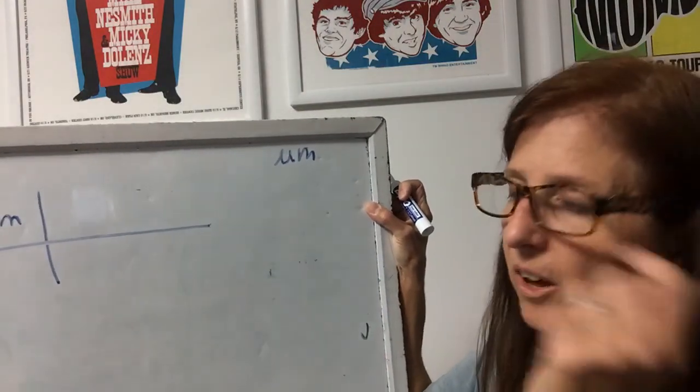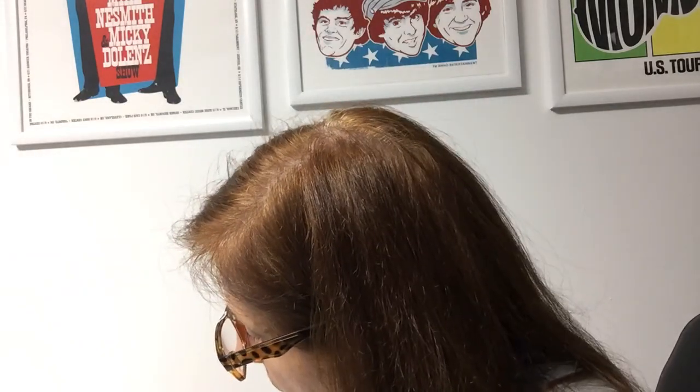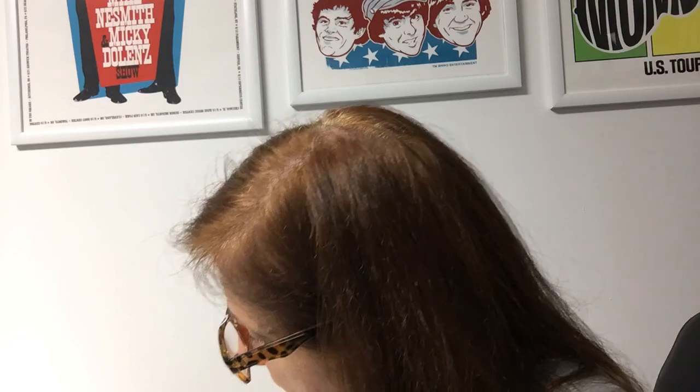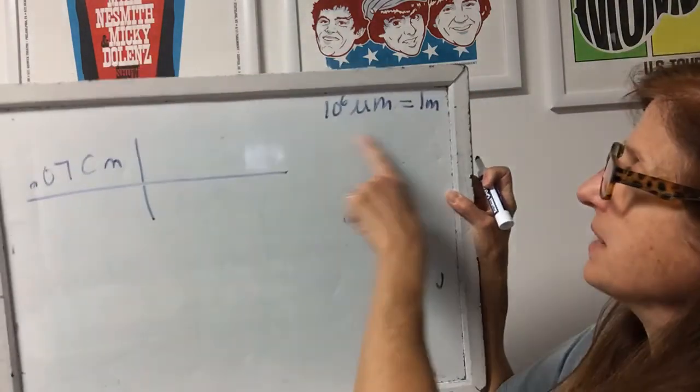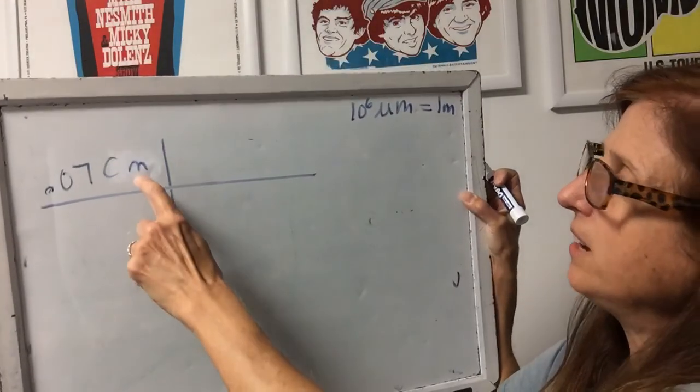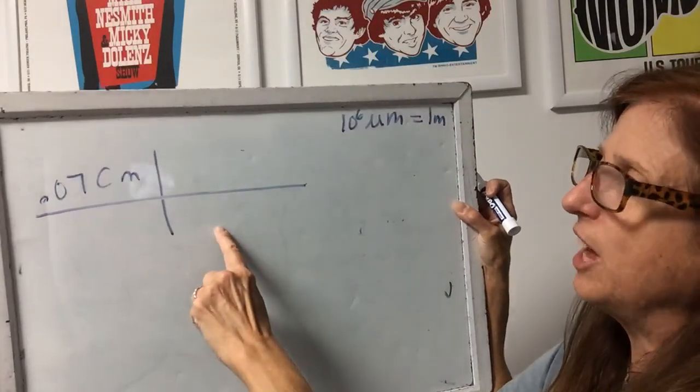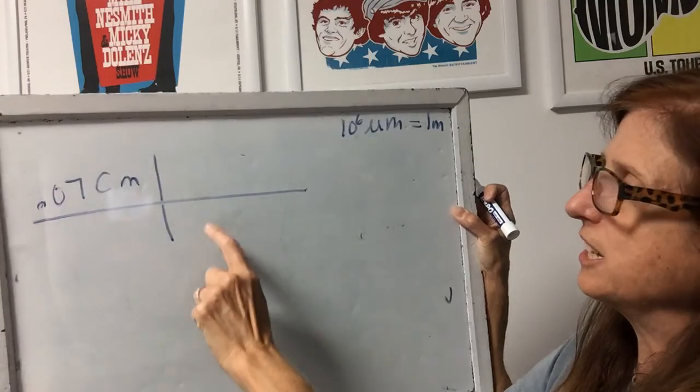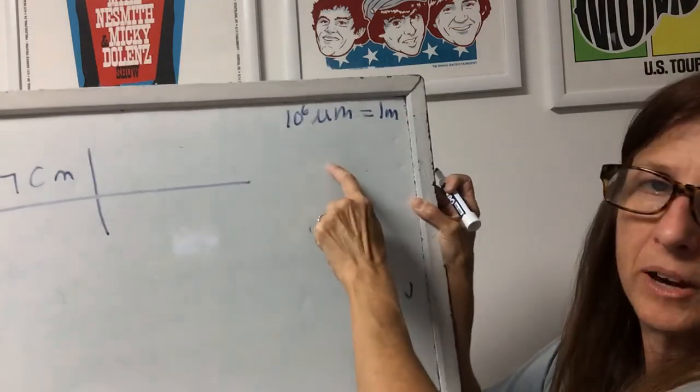And if you didn't know the conversion, it was found in your book on page 40, but they tell us that 10 to the 6th power micrometers equal 1 meter in the problem. So that's a conversion factor. Now, I'm going to have to do this in steps, because first I'm going to have to change centimeters to meters and then meters to micrometers.